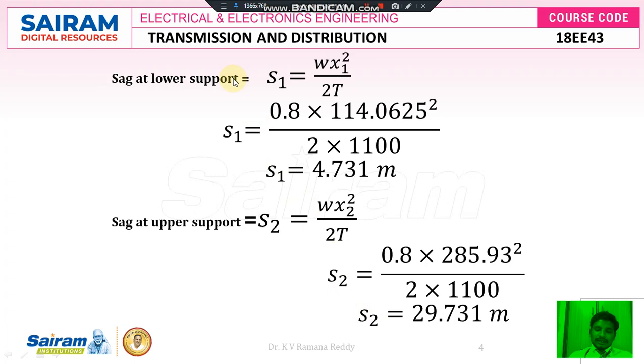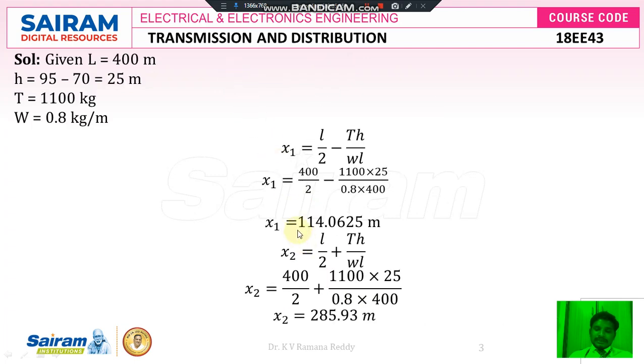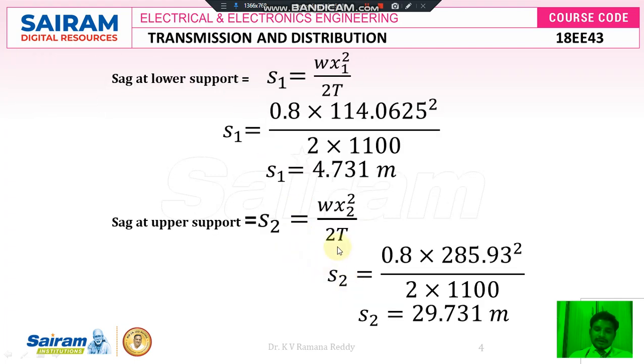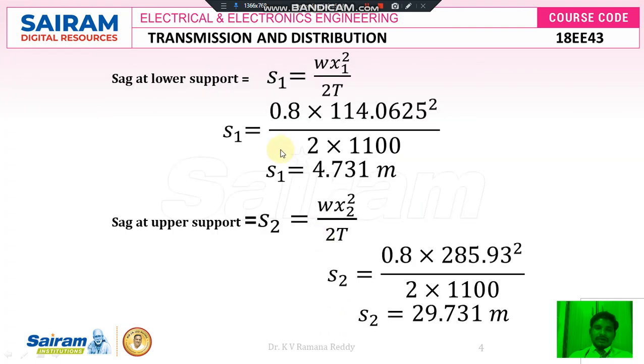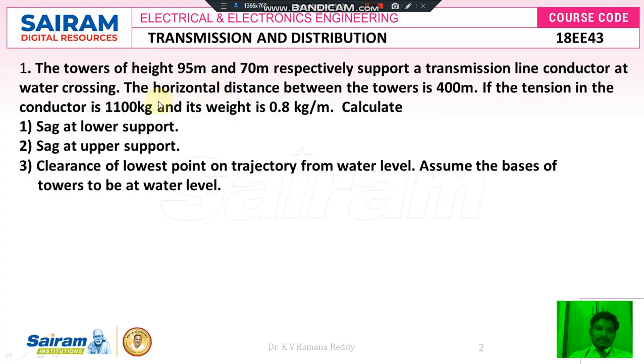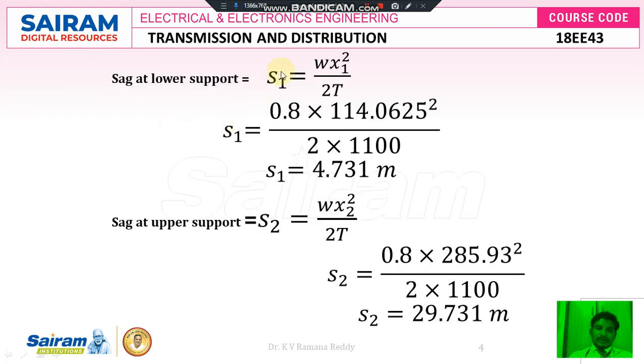Now we have calculated the distances x1 and x2 with respect to tower A and tower B. Now I am going to use the formula S1 is equal to Wx1 square divided by 2T. Therefore, this gives the sag at lower support. In the given problem, they asked us to find the sag at lower support. So sag at lower support S1 is equal to Wx1 square divided by 2T.